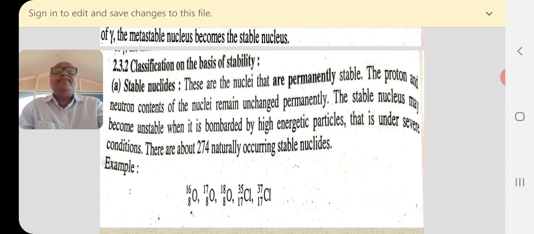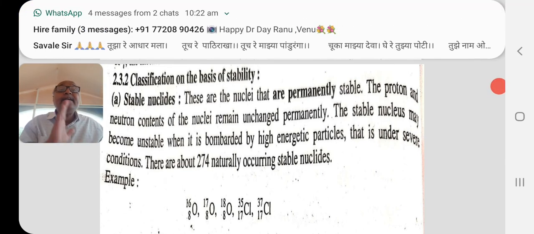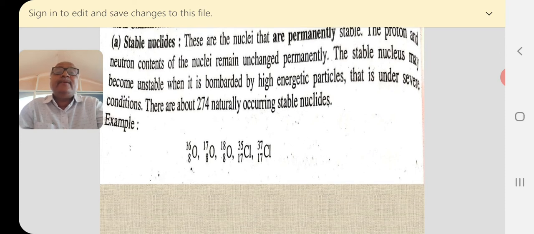Stable nuclides are the nuclei that are permanently stable. The proton and neutron content of the nucleus remain unchanged permanently. That means the number of neutrons and protons cannot change. Stable nuclei may become unstable when bombarded by heavy energetic particles. Under normal conditions, there are about 274 naturally occurring stable nuclides. For example, oxygen 16, 17, 18, and chlorine 35, 37. These are the stable nuclei.